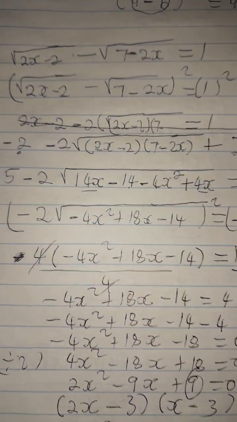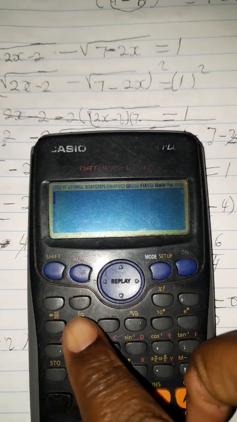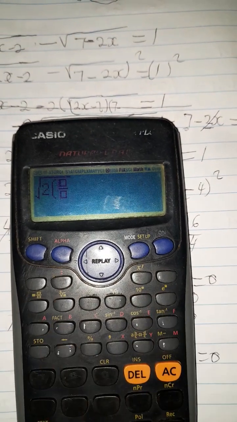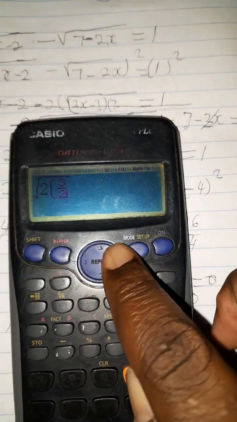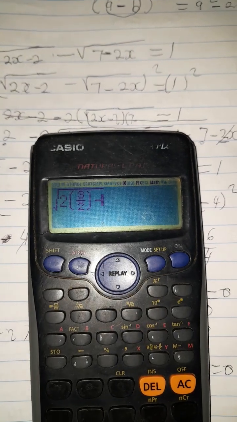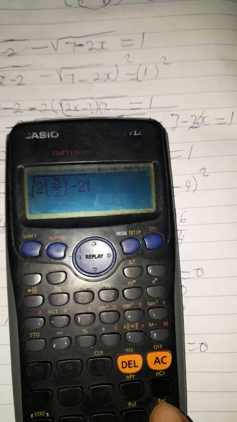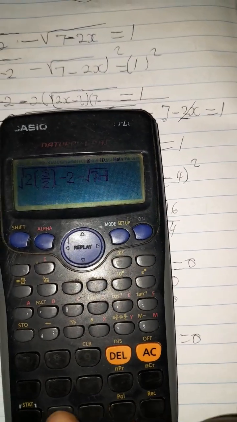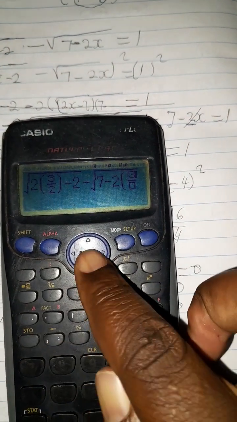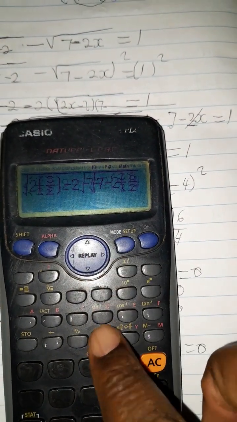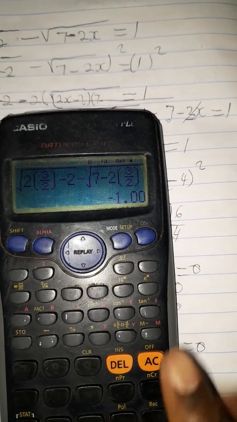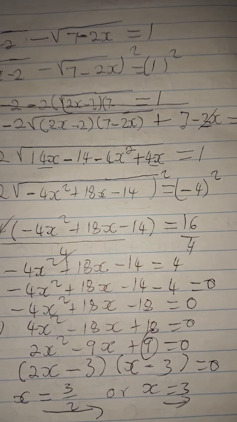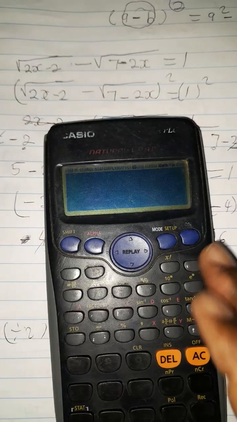will I get positive 1 now? Let's try. This is your root, so you have 2. Let's put 3 all over 2. Minus 2, minus 7, minus 3 all over 2. Okay, we are still on the right track. We have negative 1. So that means 3 all over 2 won't be the solution. We must get positive 1. That's our aim. Let's try 3 now.